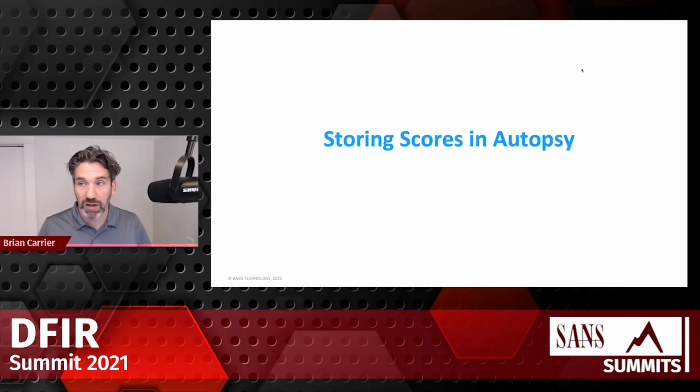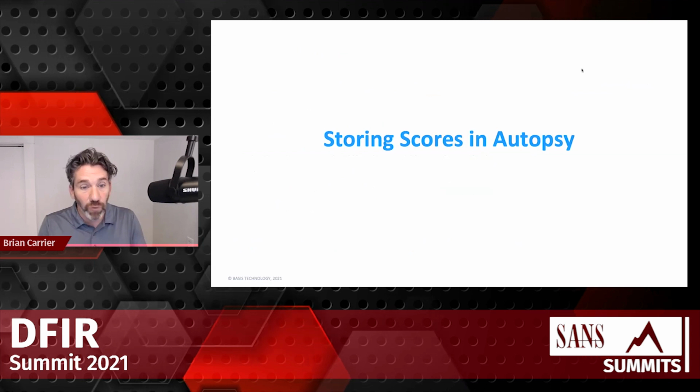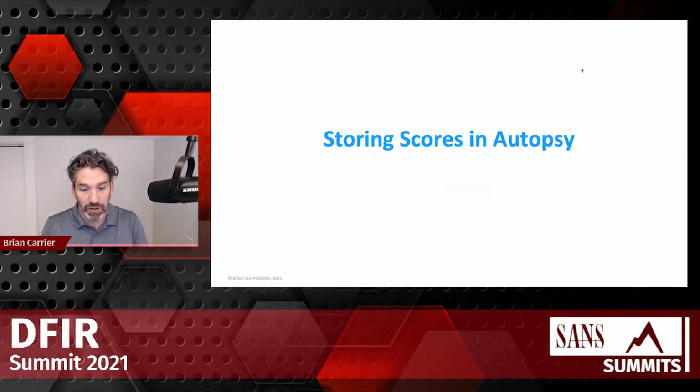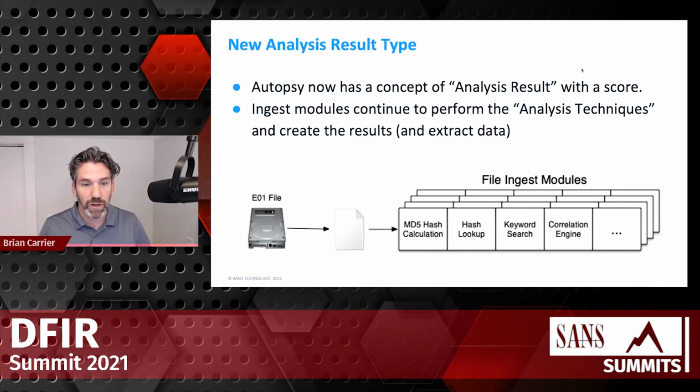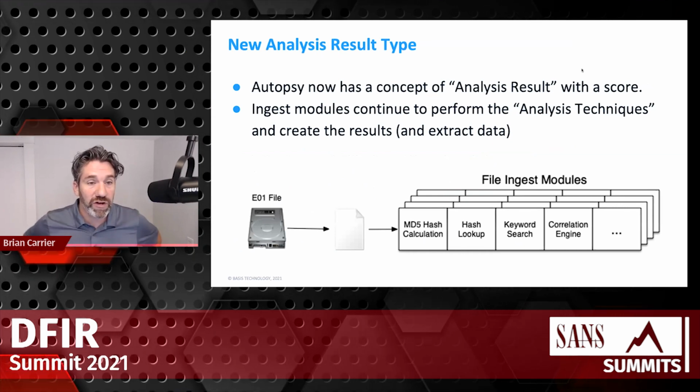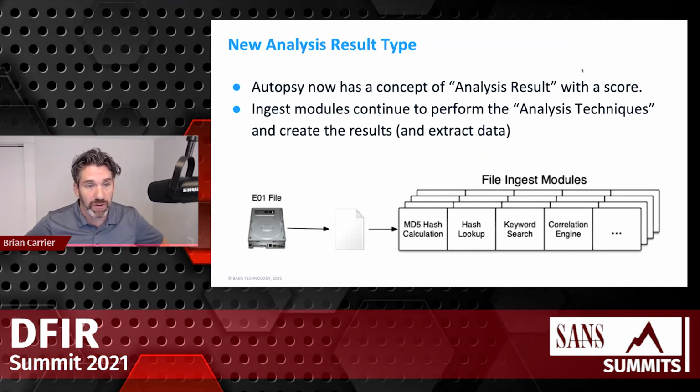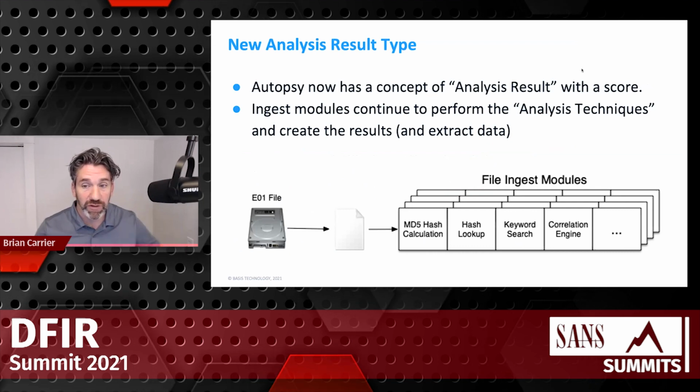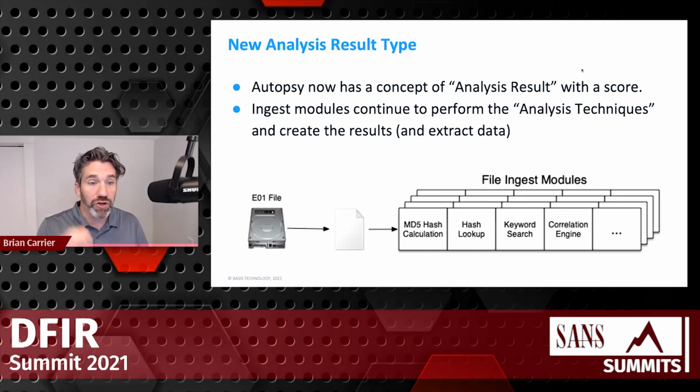So now let's talk about what we actually did for Autopsy as part of this process. There's a new analysis type in Autopsy, so-called analysis results, that has a score with it.